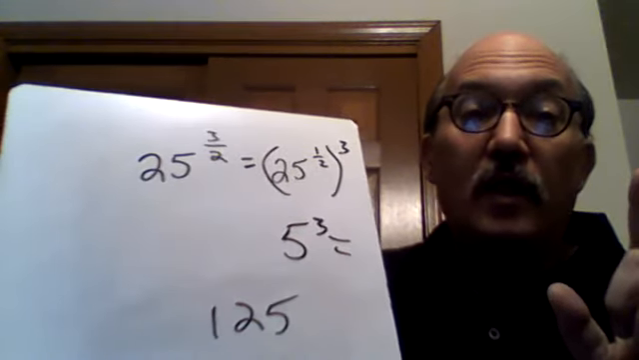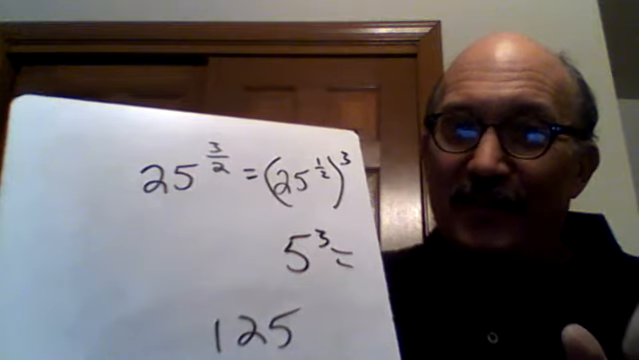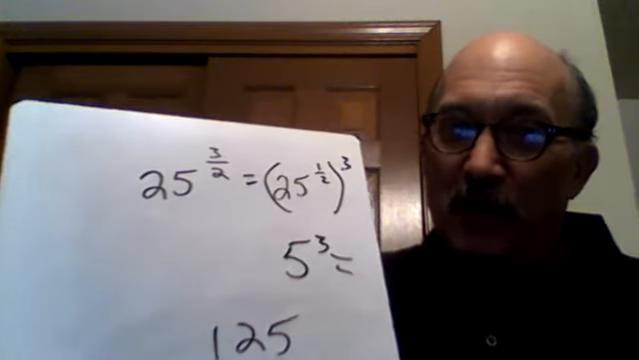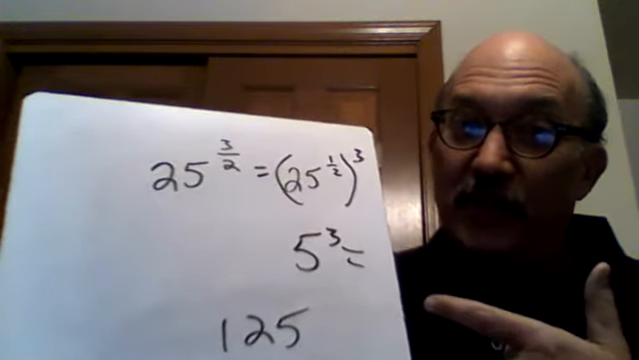Now, another thing about math is very often there's an easy way and a hard way to do something. This was the easy way to do this problem. You might have wondered, well, could we have represented this as 25 to the 3rd power and then raise that to the 1/2? Now, multiplication is commutative.